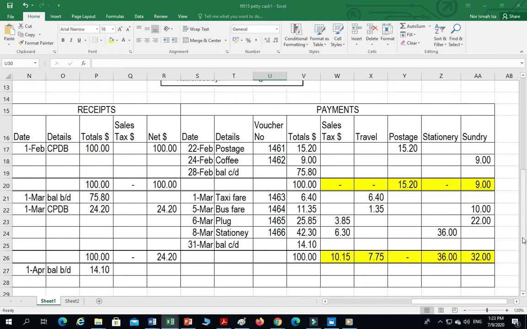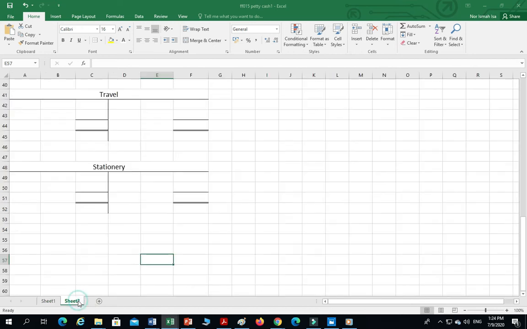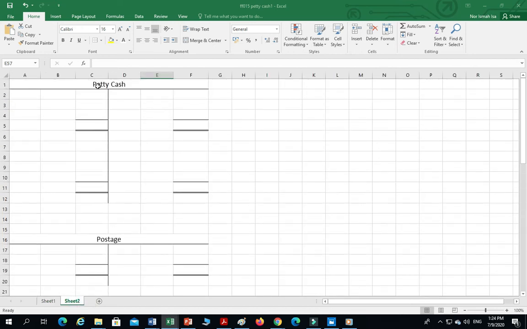Okay, we have already recorded all the transactions related with the cash book. So we are going to post the total amount to the ledger account, or the nominal ledger or general ledger. So this is the first part, debit side, which is the receipt side, and this is the payment side. For the receipt part, what you're going to post is only the amount that comes from the cash payment day book. Here we have 1 February and 1 March. So this is the account for the petty cash.